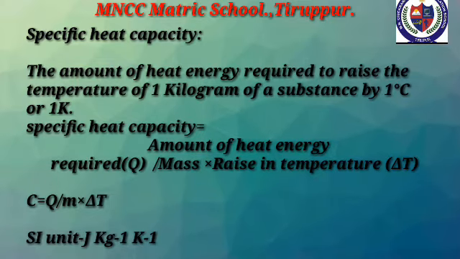Specific heat capacity is equal to the amount of heat energy required, Q, divided by mass into rise in temperature, delta T. So therefore C is equal to Q by M into delta T. The SI unit of specific heat capacity is joule per kg per K, J kg^-1 K^-1.